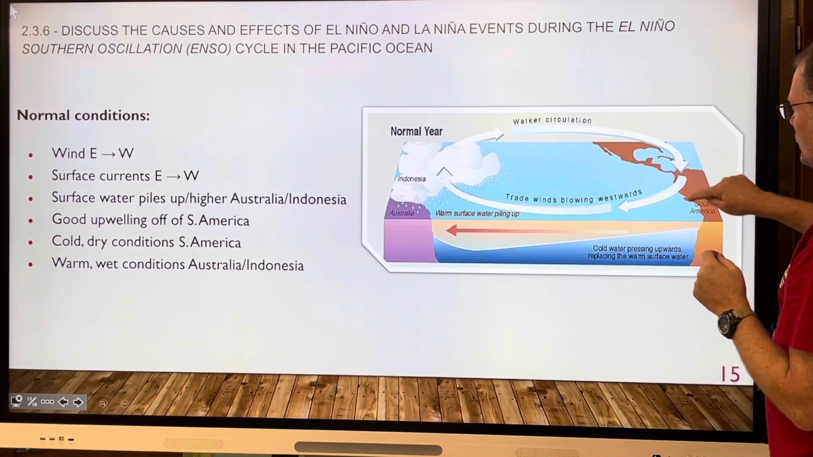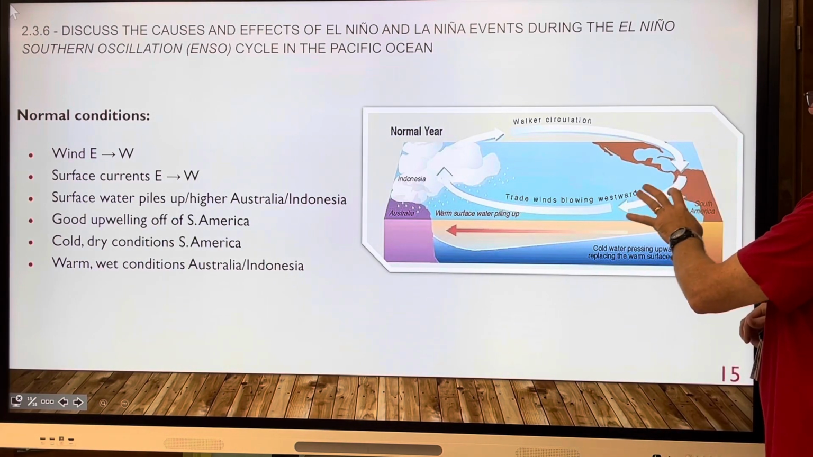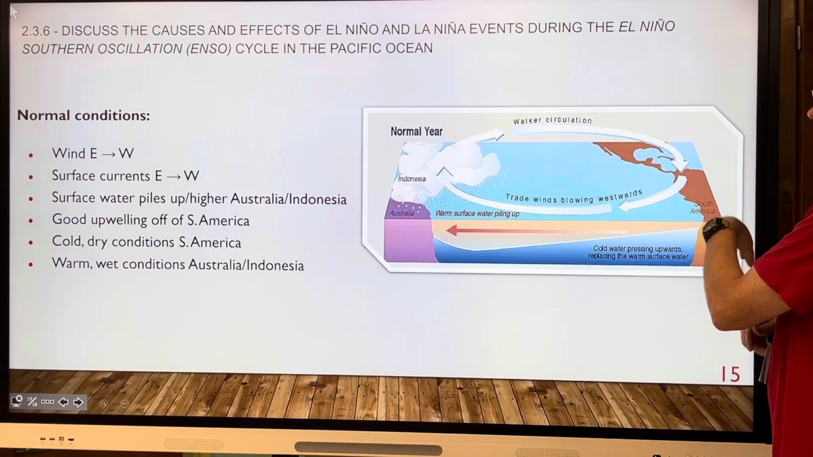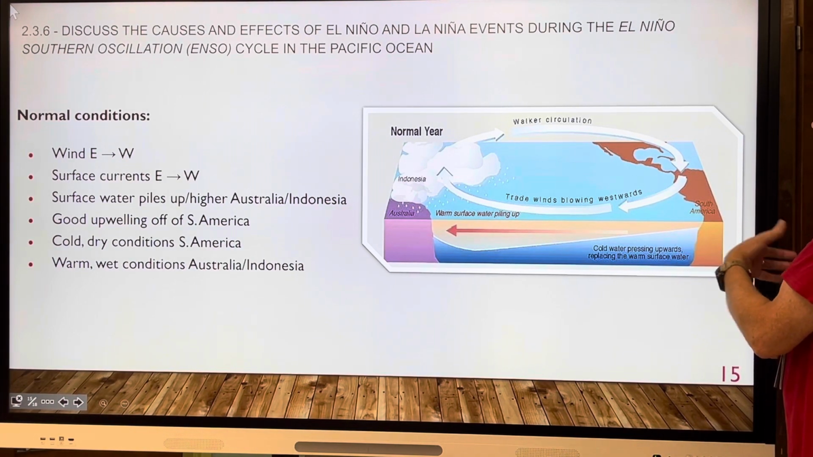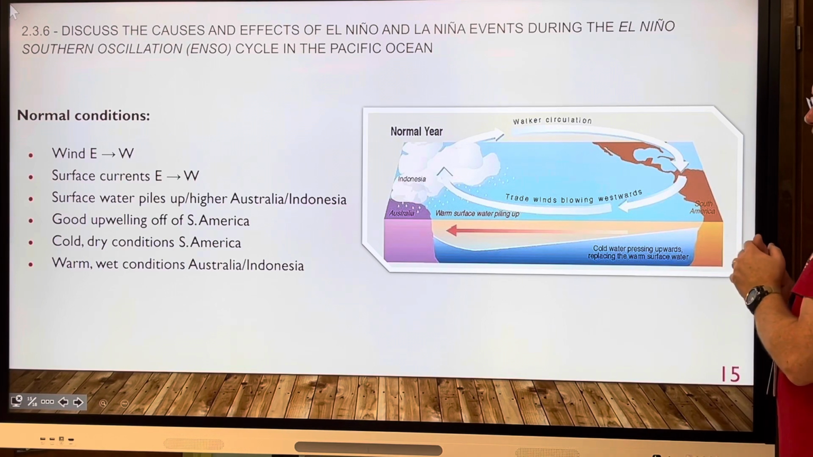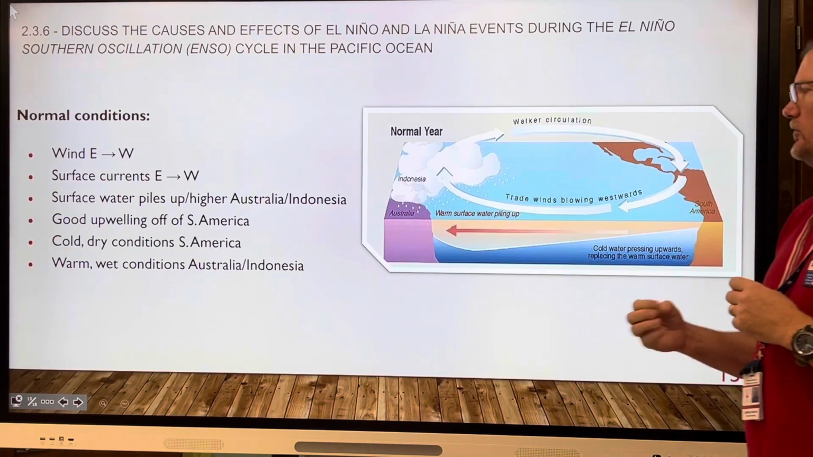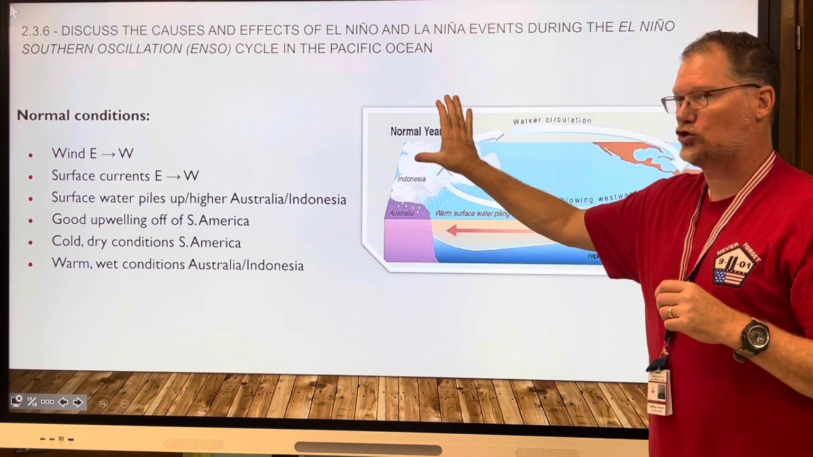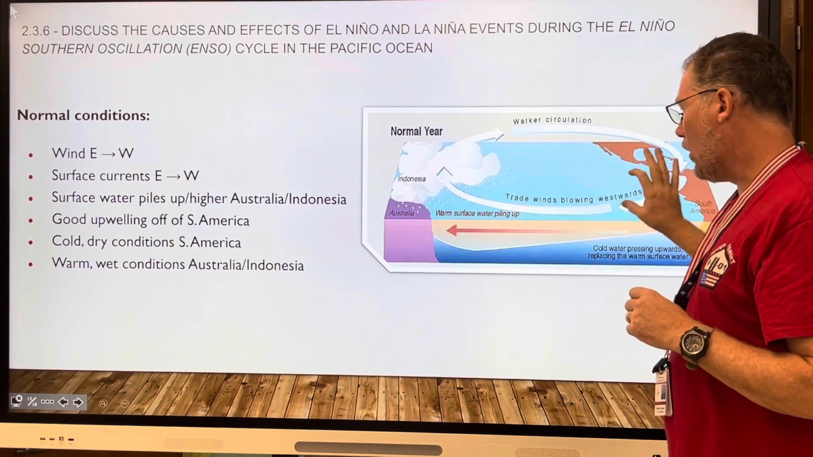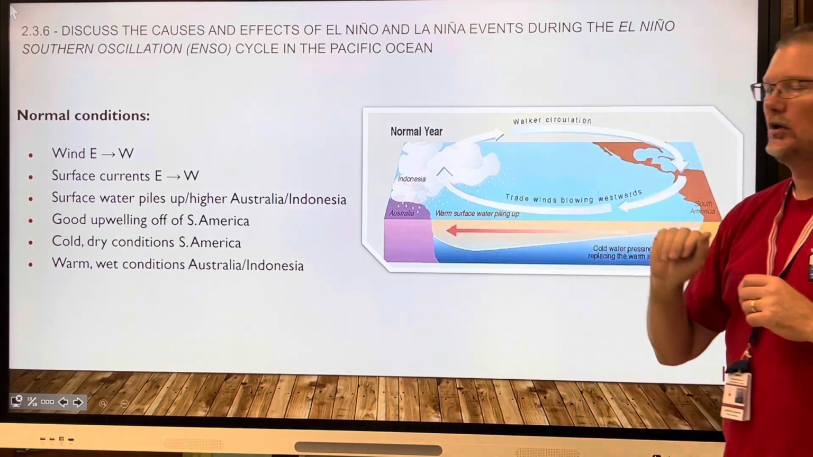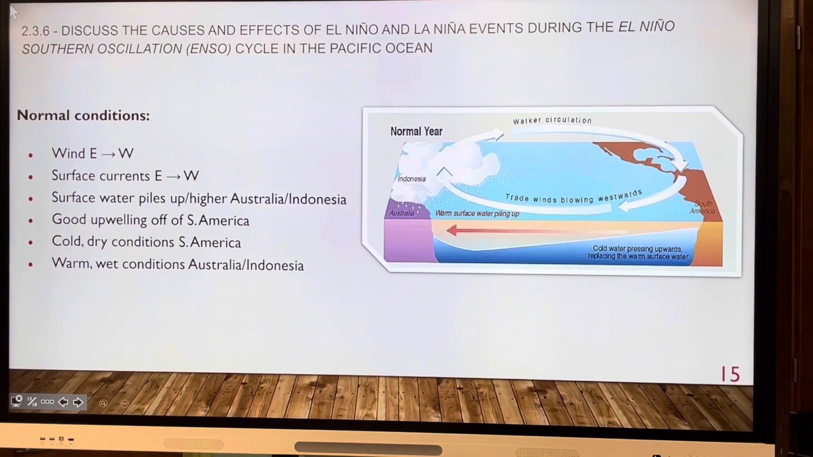And because you've got this flow away from the shoreline in South America, you're going to get upwelling, good upwelling, which we talked about before. And cold, dry conditions in South America, warm, wet conditions in Australia because of all this moisture and warmth from the tropical area building up over there.